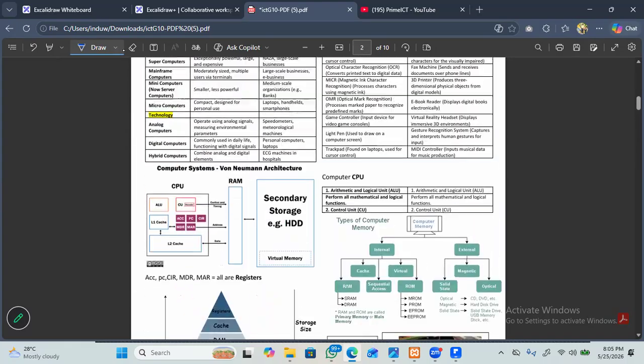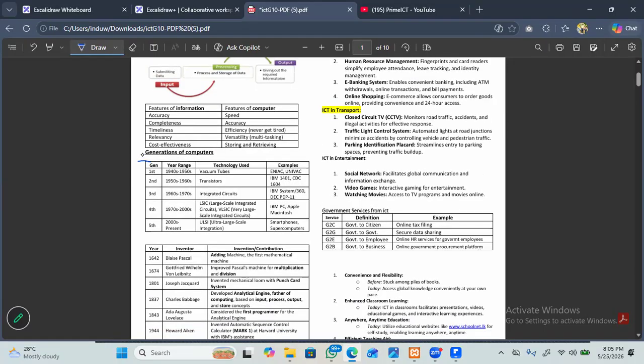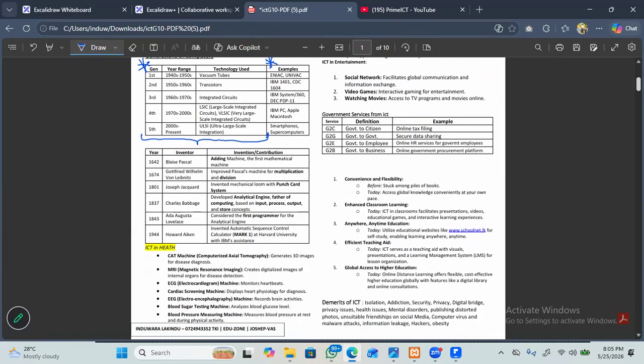Then study the generations. These generations are very important. No need for the examples column, Lamai. This part is the most important one. Study this part. It will be coming. Mark these things.